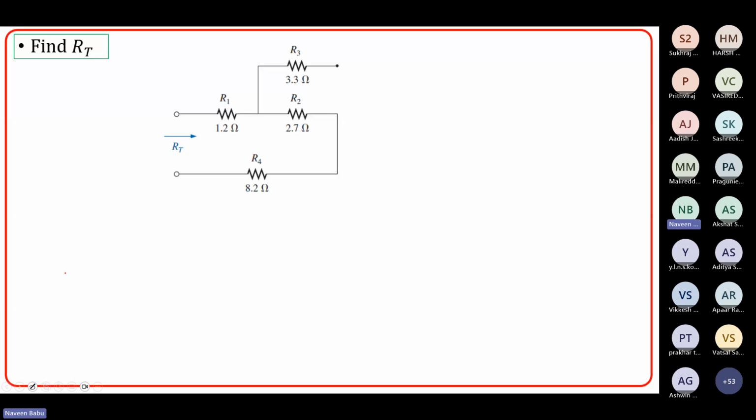Is it visible now? Yes, so now it's fine. Okay. All right. So you need to determine the RT here.